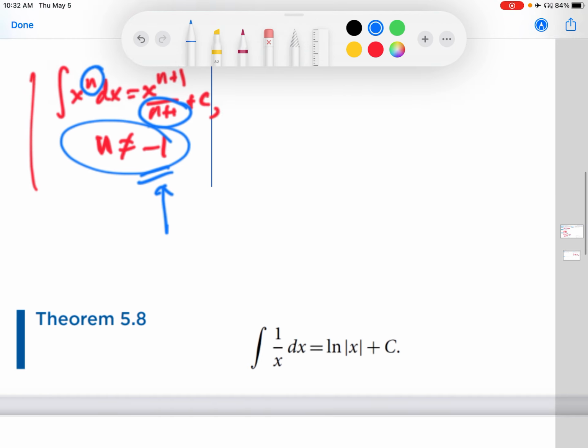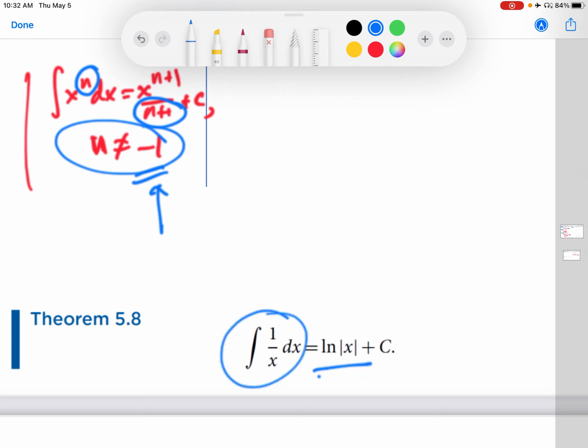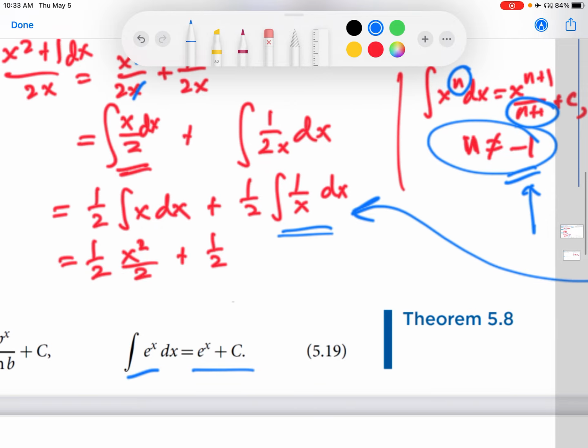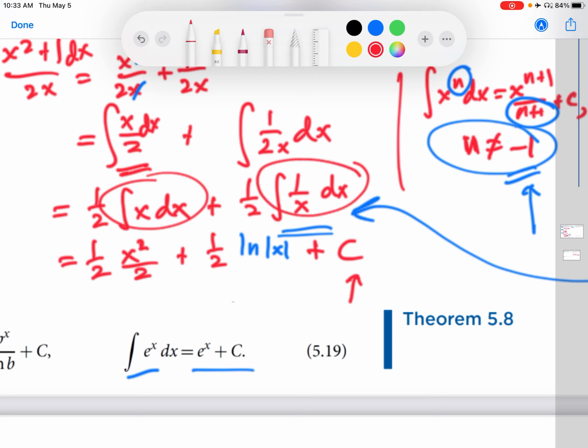And the answer is theorem 5.8. When you integrate 1 over x, you get ln of the absolute value of x. There are all sorts of interesting reasons for this, and some of them are discussed in the book. For the purposes of this video, I'm just going to use this fact and plop it in over here, so that the 1/2 times the antiderivative of 1 over x is ln of the absolute value of x. And then I will clump my plus c's from this indefinite integral and that one into some plus c. It's an arbitrary constant anyway, so we don't need 2 of them. And this is my final answer: 1/2 times x squared over 2 plus 1/2 ln absolute value of x.